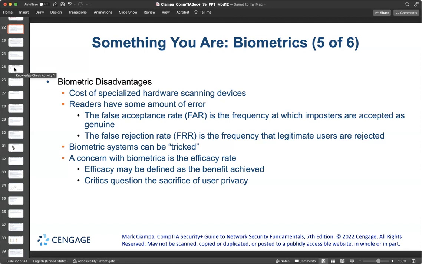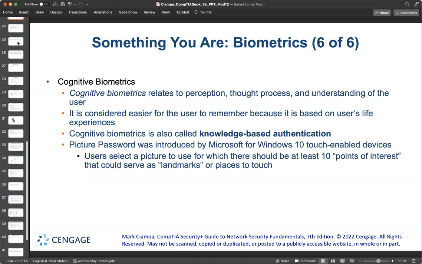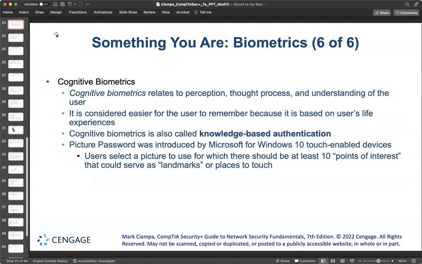So as we said, biometric systems can be tricked. Twins, again, are a good example of that. And a concern with biometrics is the efficacy rate, right? Which efficacy may be defined as the benefit achieved. Critics question the sacrifice of user privacy here as well. Of course, that's your biometrics, that's your privacy. And so there are some systems that store them off-prem, meaning that it's not stored on your cell phone, it's actually stored on a server or somewhere. And that's a question of, hey, what happens to my privacy?